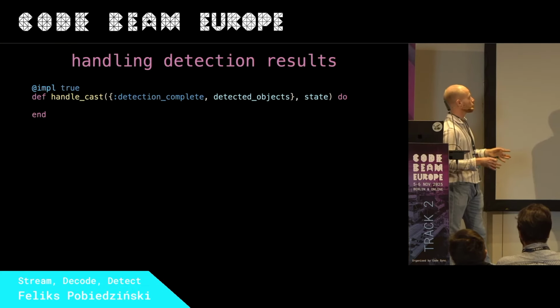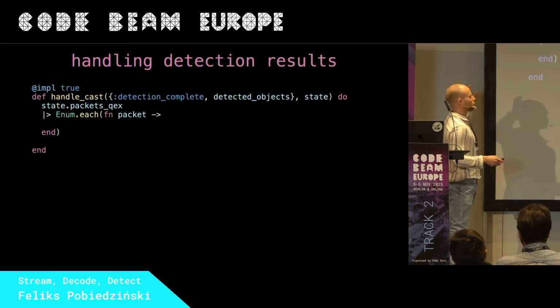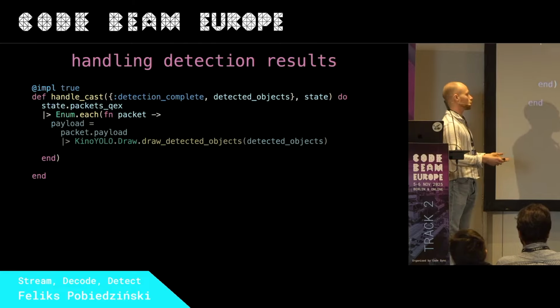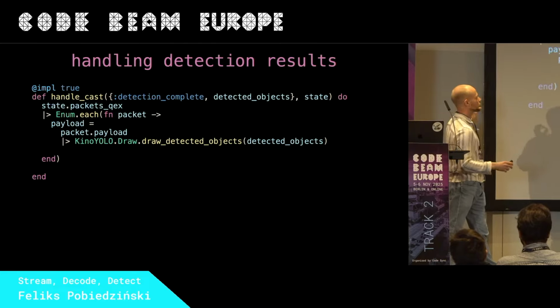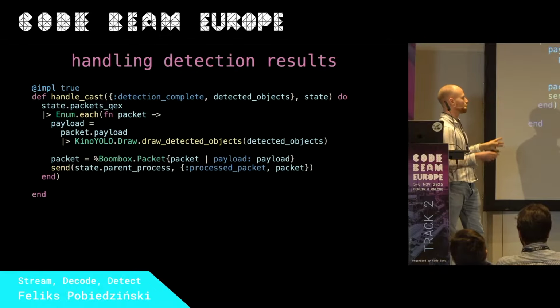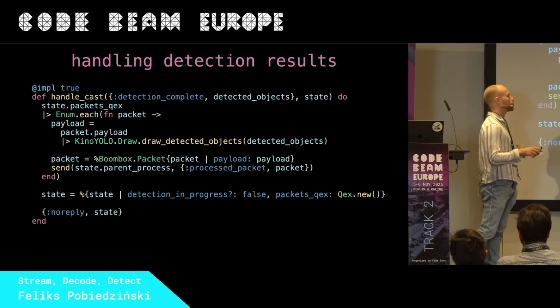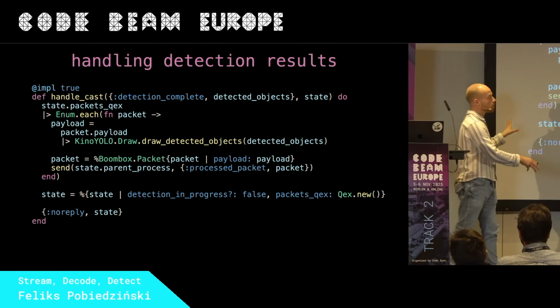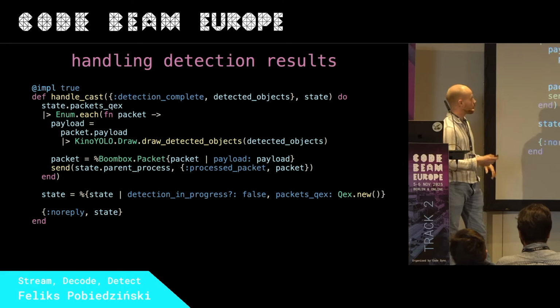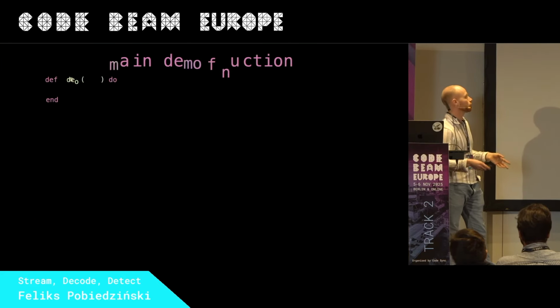And the last thing we have to do is to handle the detection completed message from our helper process. As I said earlier, I will take all packets stored in the queue, and I will draw bounding boxes on each packet using one helper function from Kino YOLO. And then I will send the updated packet to my parent process, and I will set the detection in progress flag to false, and I will clear the packets queue. And now our GenServer is ready. So we can go to the implementation of the main demo function.